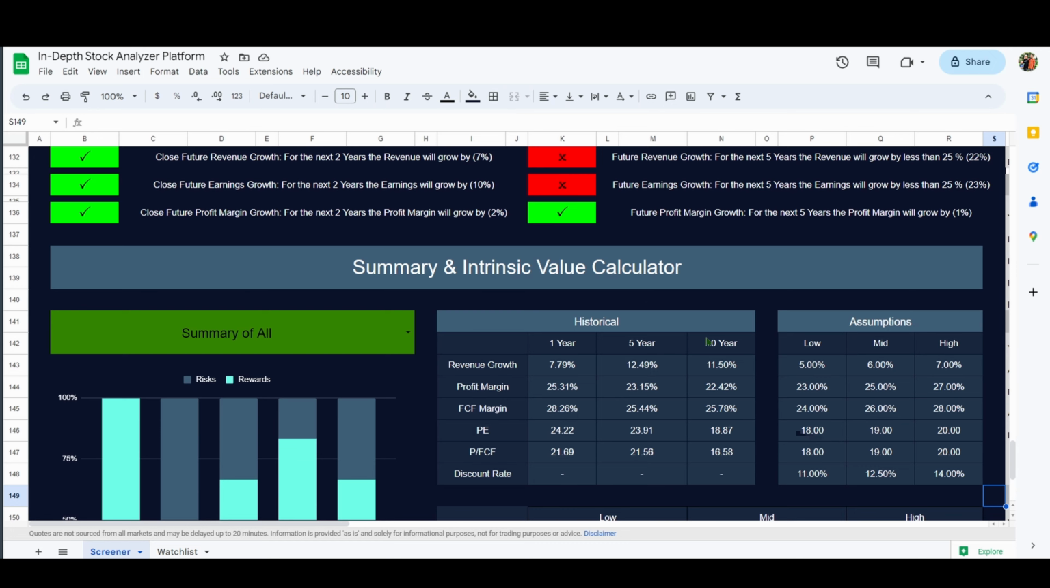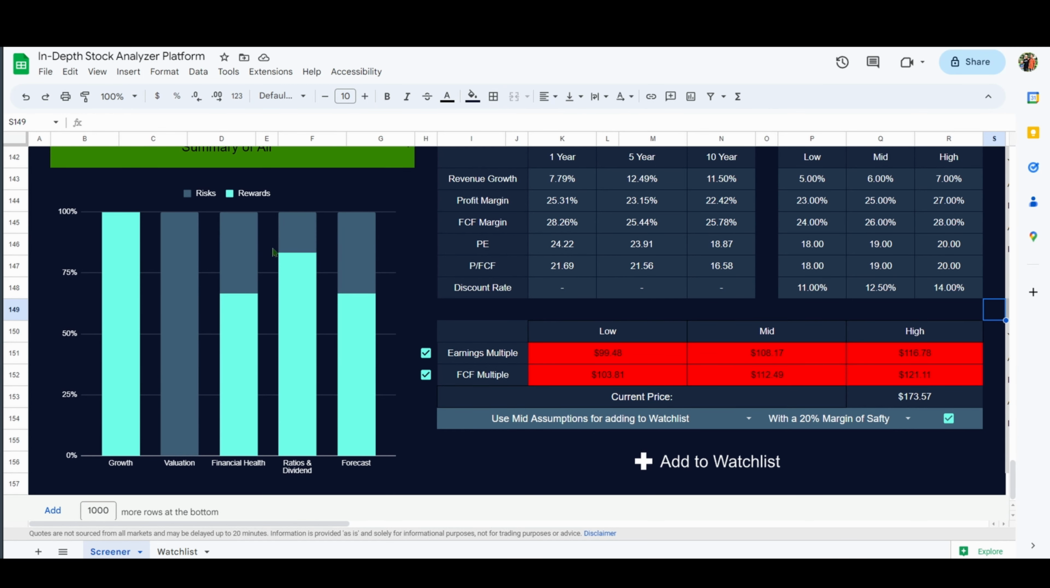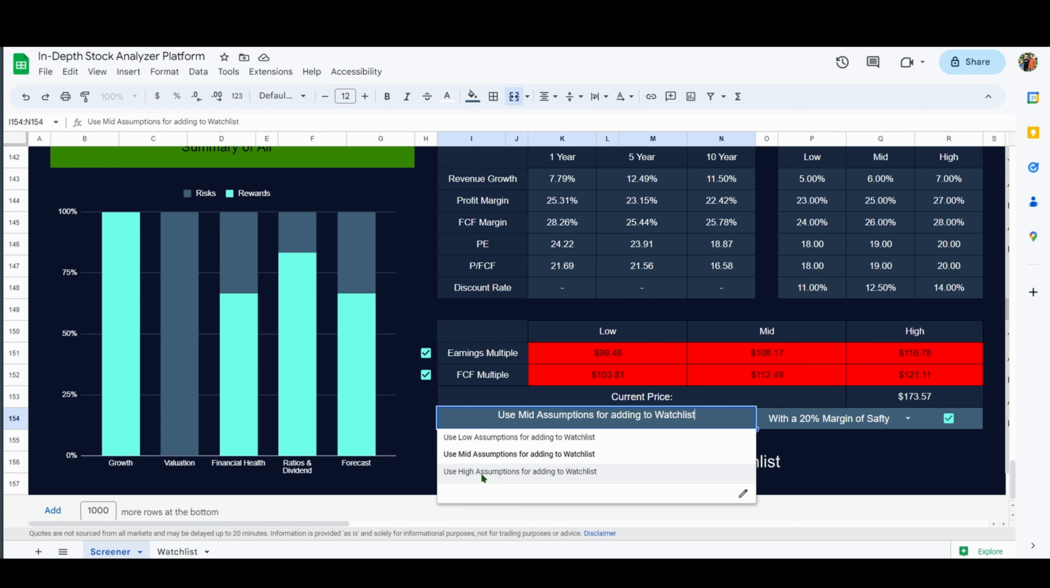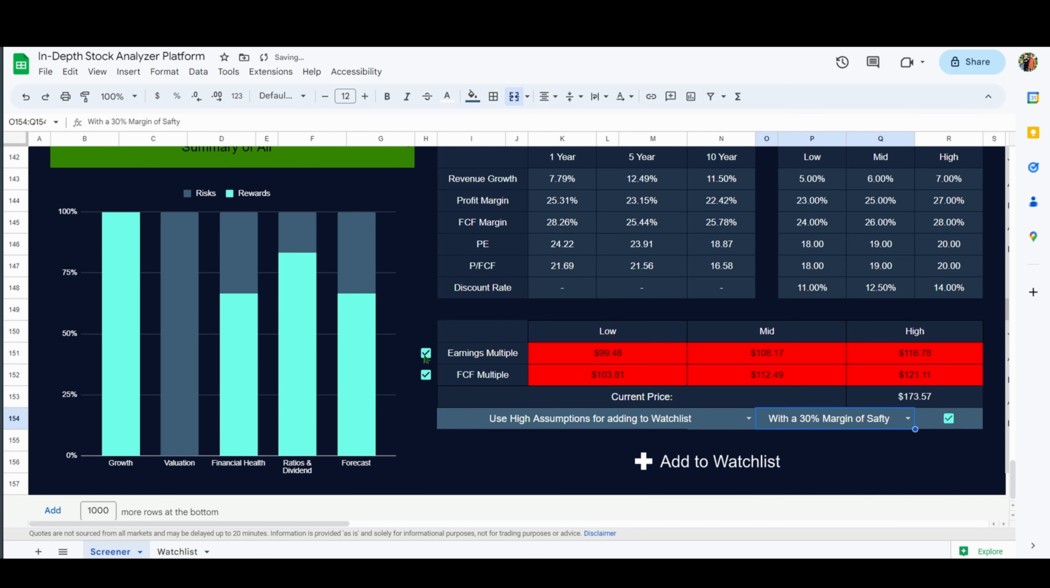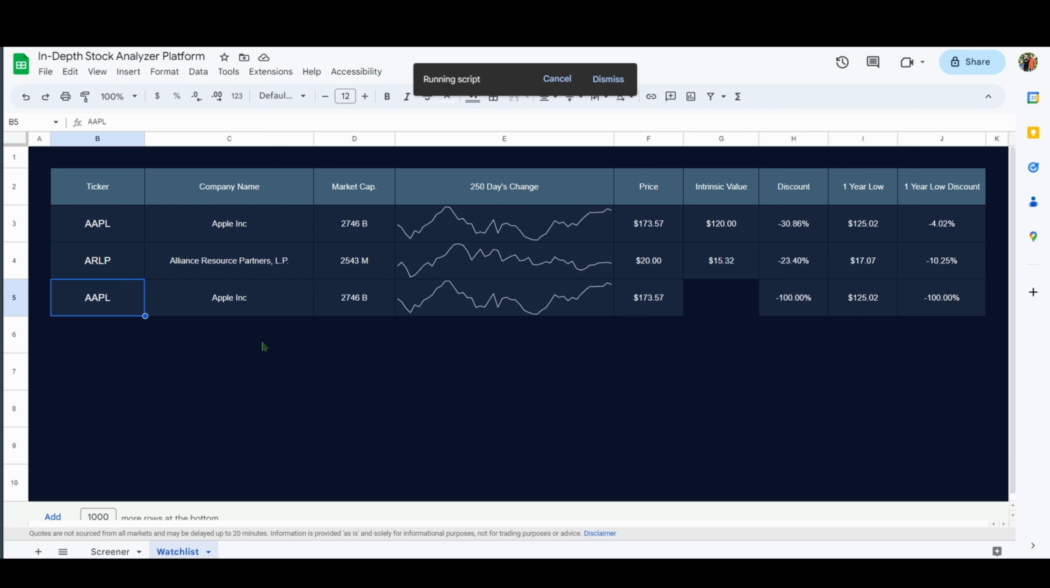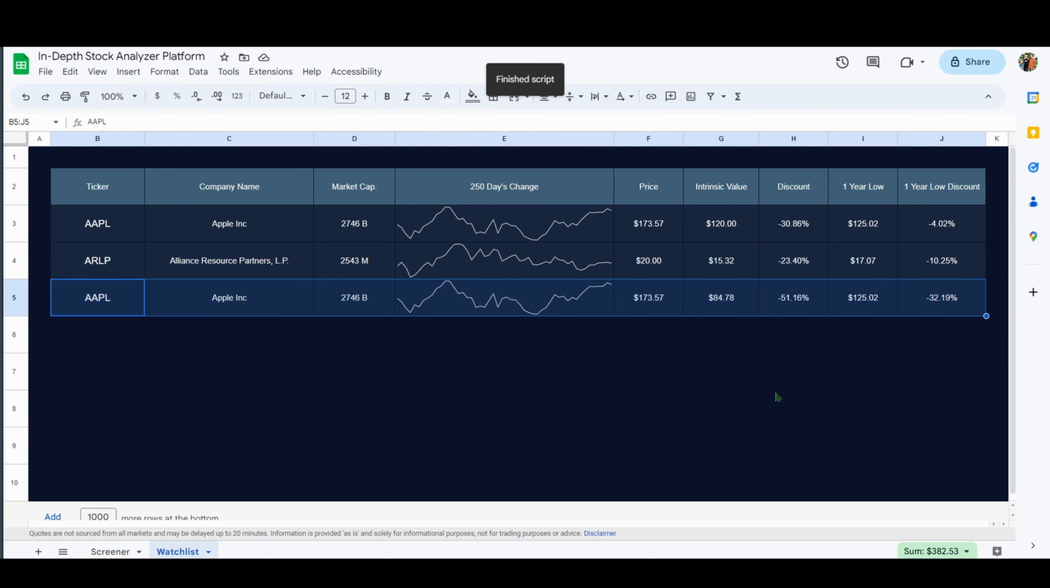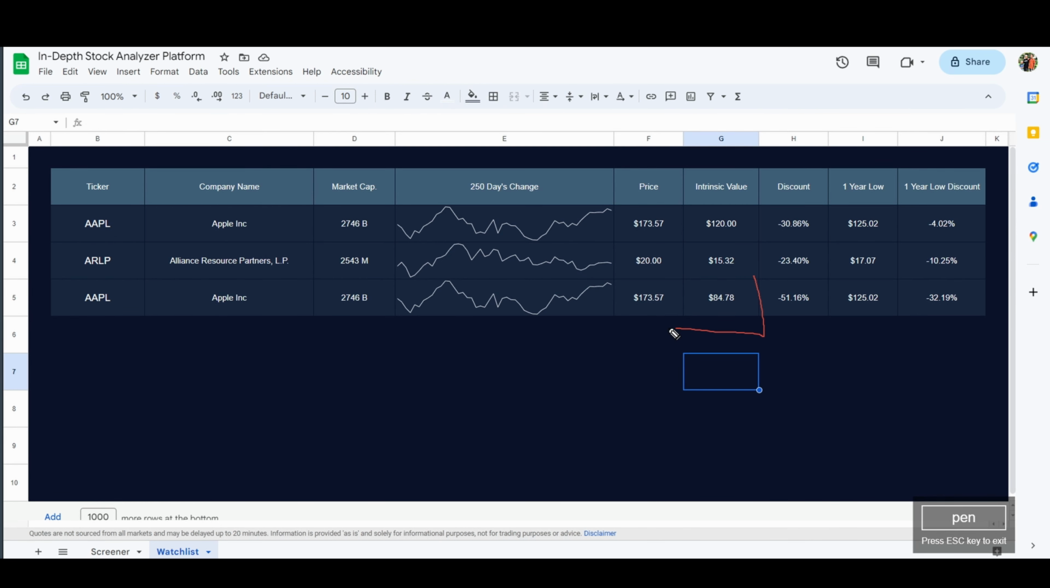Now, one very big benefit over the other platform is that if you like this, then you just pick that, okay, I want to use the high assumptions with a 30% margin of safety. You pick which one you want to choose. So I just want to choose the free cash flow multiple. Then you hit add to watch list, and then it adds Apple to the watch list at what you have calculated here, the intrinsic value right there.